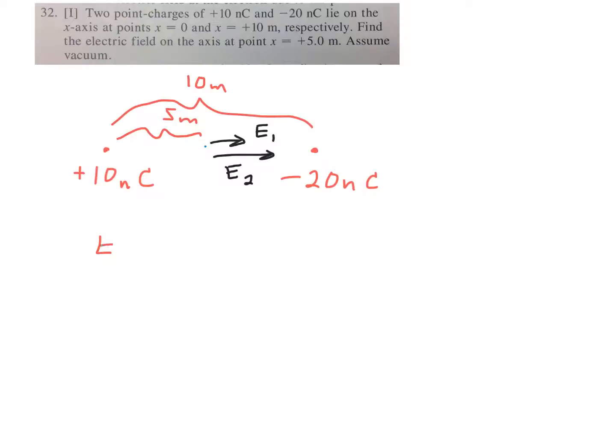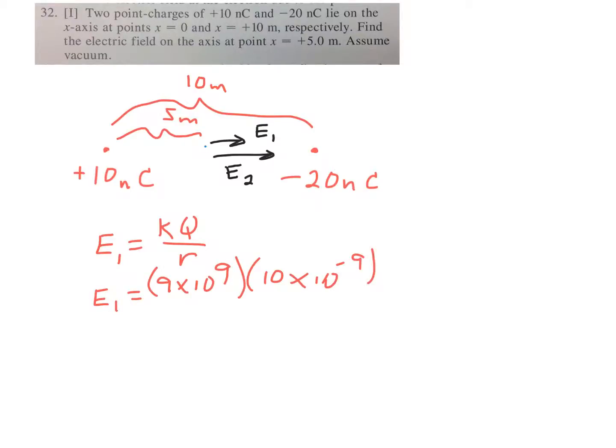So if I calculate E sub 1, well, E is KQ over R squared. So E sub 1 is 9 times 10 to the 9th, which is the value of K, Coulomb's constant, times Q, 10 times 10 to the negative 9th, nano is negative 9, divided by 5. Oops, I forgot to square that. That's R squared. So that should be 5 squared.